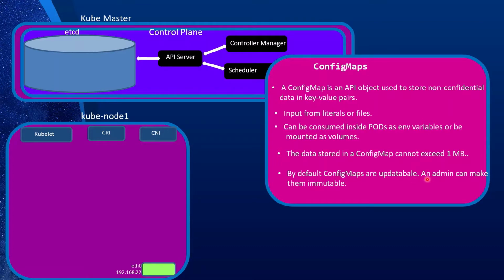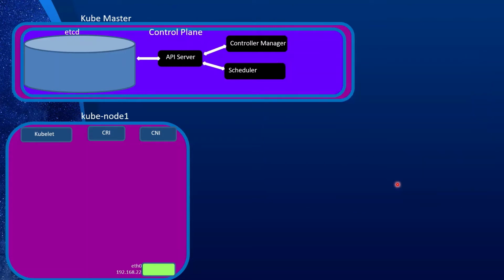An admin, however, can make them immutable. This is for situations where you have tens of thousands of config maps that are very volatile and change frequently. That could affect the performance of Kubernetes if those values are changed very frequently. So an admin can make them immutable. But for most cases, you don't have to worry about that, and they will be updatable for you.